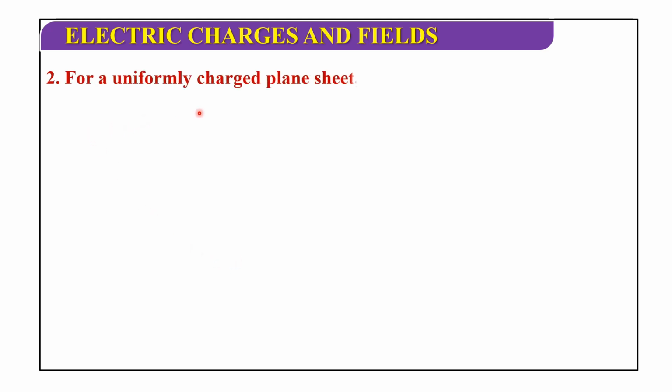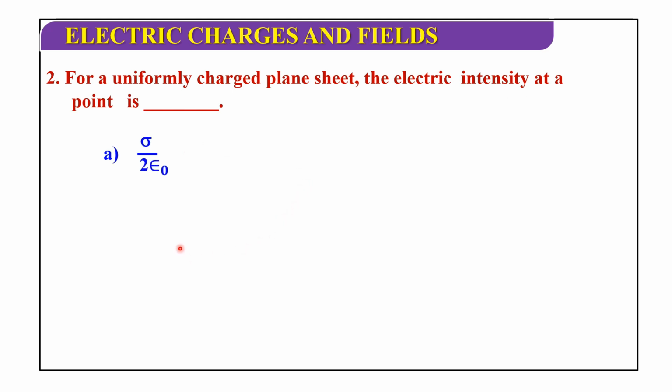For a uniformly charged plane sheet, the electric intensity at a point is sigma by 2 epsilon naught, sigma square by 2 epsilon naught, 2 epsilon by sigma, none of these. Here it is sigma by 2 epsilon naught.